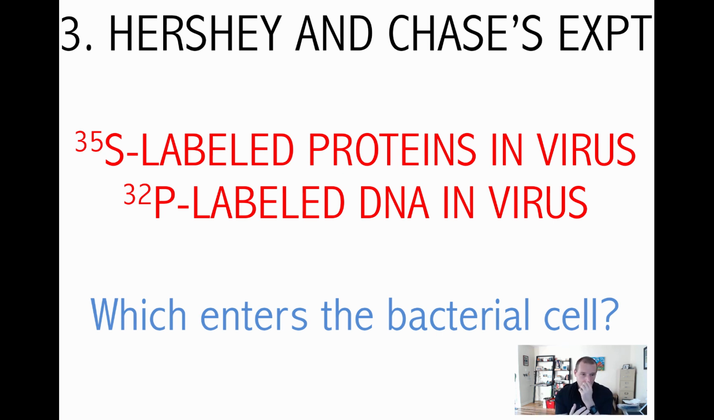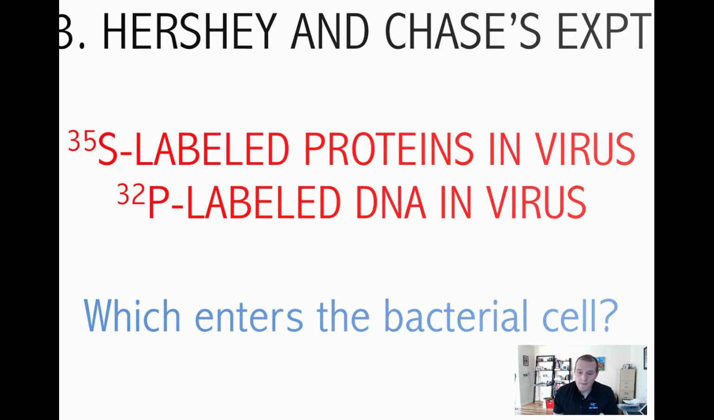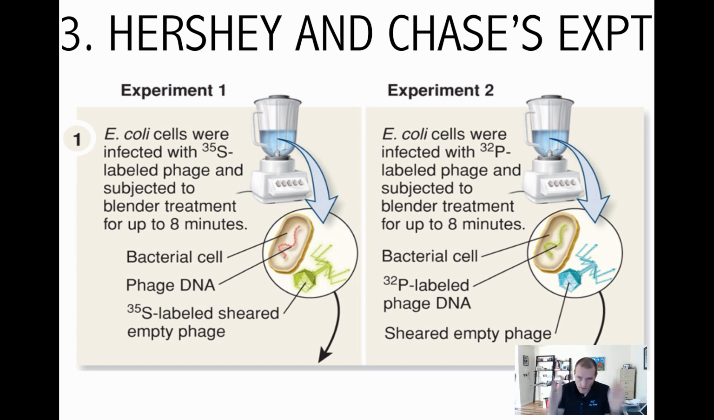And then they simply ask the question: if we add these viruses to the bacteria, does the 35S radioactivity, which remember is in the protein, go into the bacteria? Or does the 32P radioactive DNA go into the cell? So they just said to themselves, does the 35S, the radioactive sulfur, or the 32P go into the bacteria? Whichever one goes in has got to be the genetic material. So they set up these two experiments, and they run the experiments in parallel. So we'll go through them side by side.